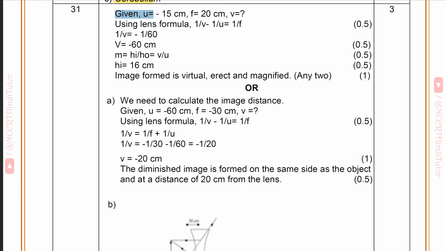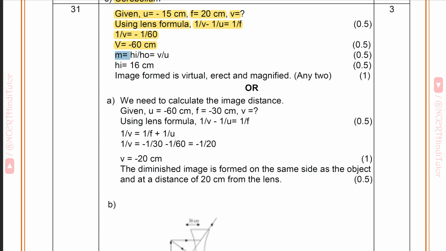Answer. Given u is equal to minus 15 cm, focal length f is equal to 20 cm, and here we have to find v. So using lens formula, that is 1 upon v minus 1 upon u is equal to 1 upon f. By putting the values of u and f, we get 1 upon v is equal to minus 1 upon 60. So value of v is equal to minus 60 centimeter.